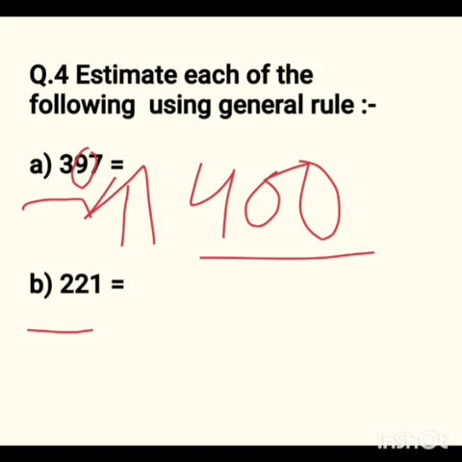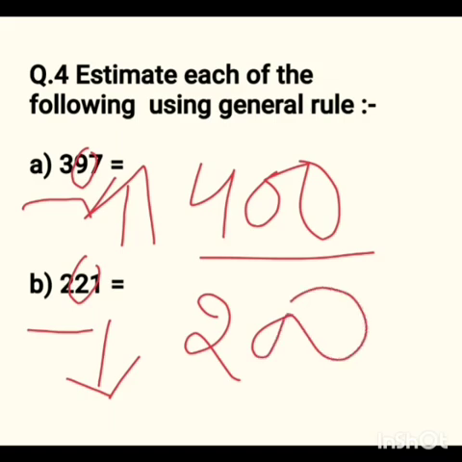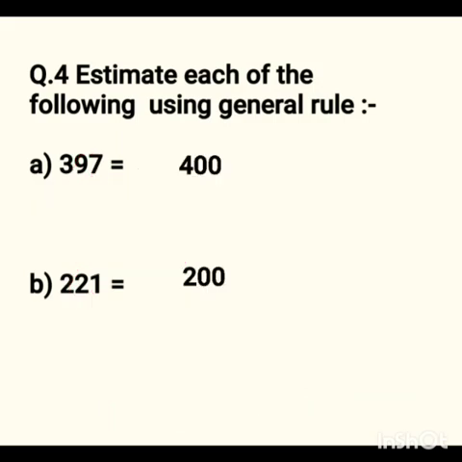Now the next is the same as the one above. We have to look at the tens digit, which is 2, right? So I need to round it down, because for 1, 2, 3 and 4 we round down. So the hundreds below this will be 200. So 221 rounded off to the nearest hundred is 200. I hope, student, you understand how to estimate the numbers.